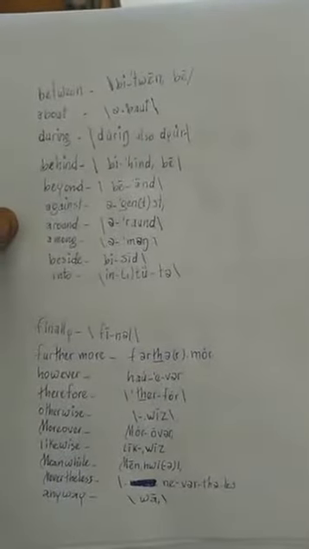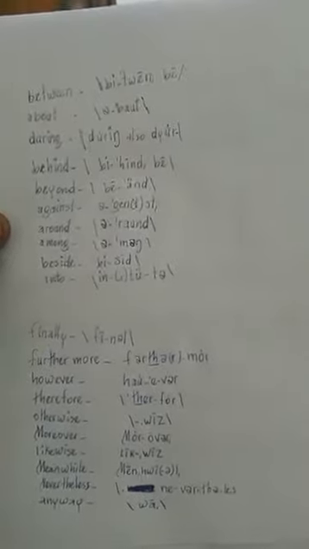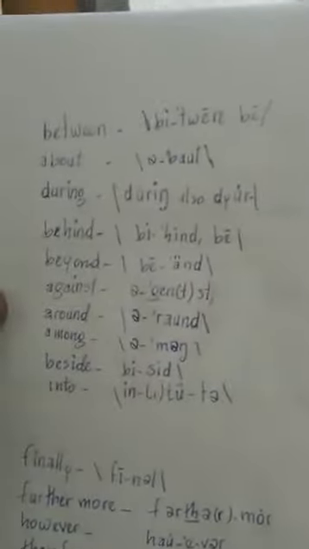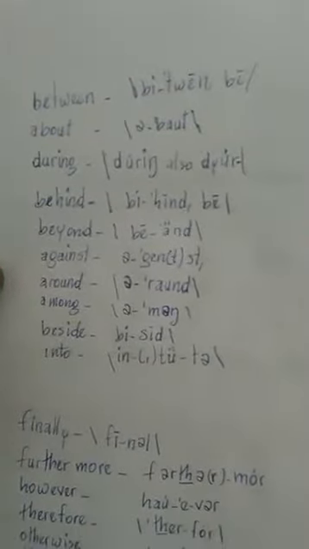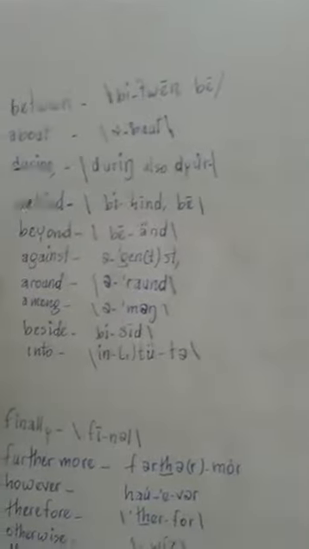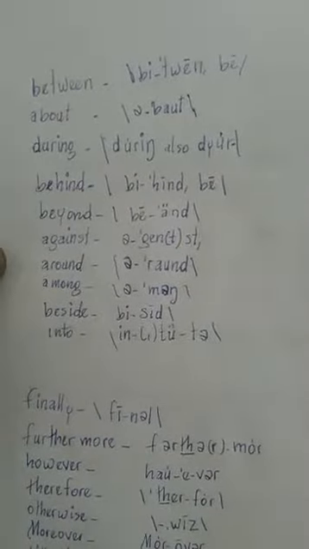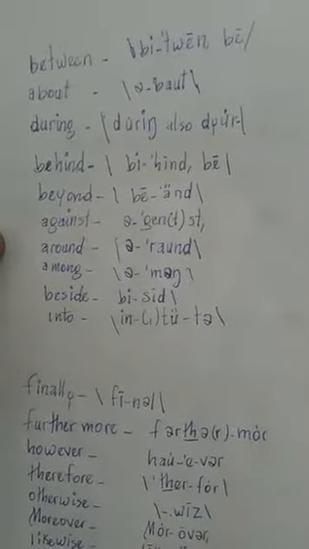So this is what Mr. Robinson did. He was looking for a list of words. The first word is between. The second word is about. The third word is during. The fourth is behind. And we have beyond.